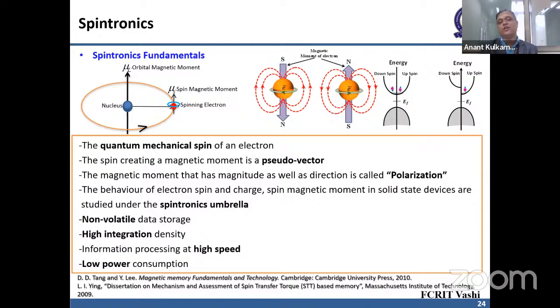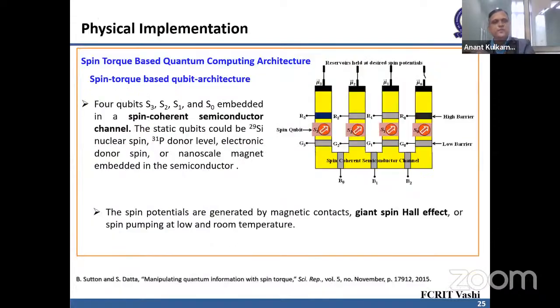Now, the behavior of electron spin and charge, the spin magnetic moment in solid state devices, is studied under the spintronics umbrella. What are the different significances of spintronics other than quantum computing? Spintronics is used in non-volatile data storage. Spin means magnetic, as I said, the magnetic moment. It gives high integration density. Why? Because memory and logic can be used on the same chip. You don't require a separate chip for processing and memory. Information processing is at high speed and low power consumption, as we talk in terms of magnetic moments only. So this is spintronics in short.